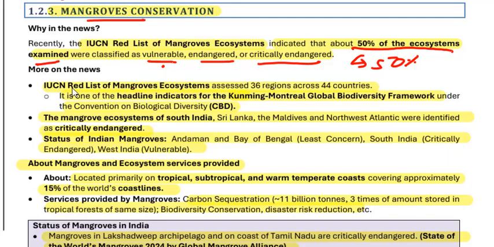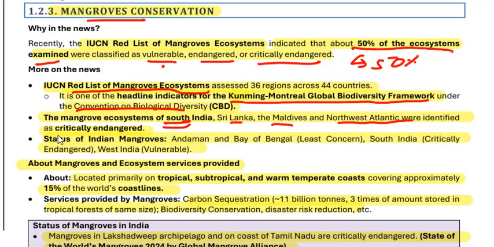More on the news: the IUCN Red List of the Mangroves. This is the Red List for the mangroves. The Red List of the mangrove ecosystem assessed 36 regions across 44 countries. It is one of the headline indicators of the Kunming-Montreal Global Biodiversity Framework under the Convention on Biological Diversity, that is CBD. The mangrove ecosystems of South India, Sri Lanka, Maldives and the Northwest Atlantic were identified as critically endangered. So the mangroves of South India are also critically endangered.